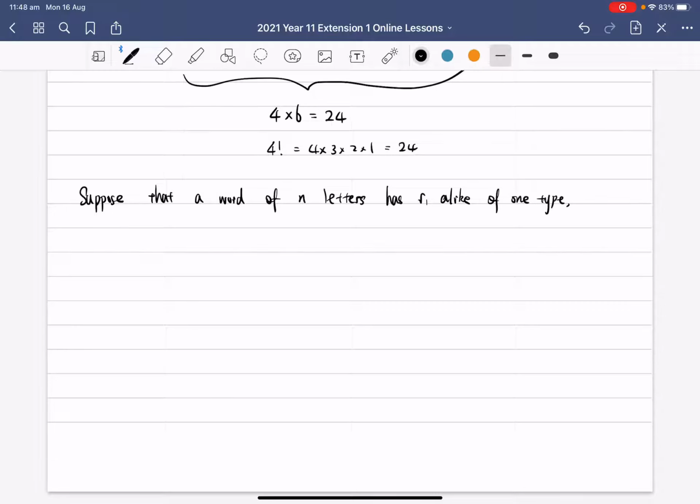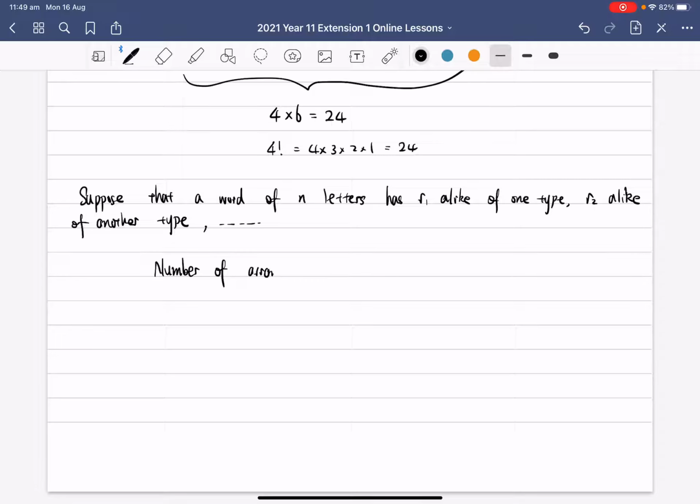Okay, then we can also have an r2 alike of another type. All right, and then we can have more, okay? And remember, we can have more than one letter repeating themselves, all right? So therefore, the number of ways to rearrange the letters here is given by this formula.